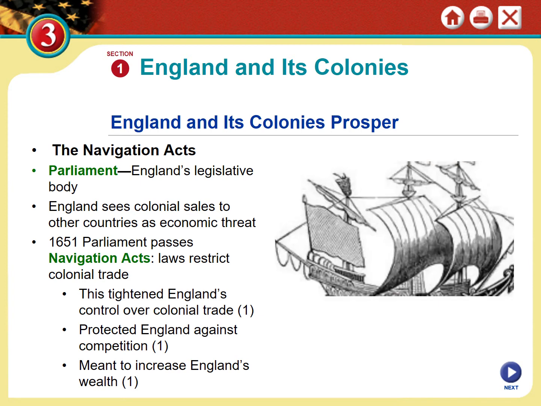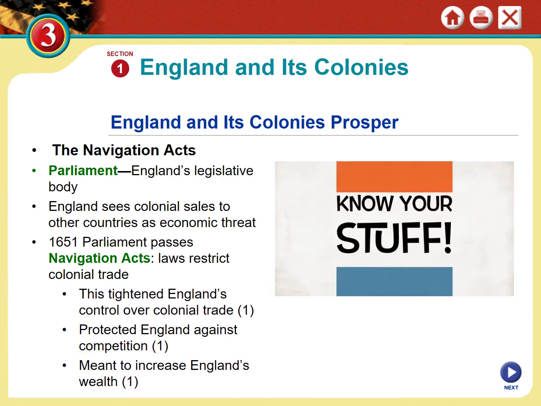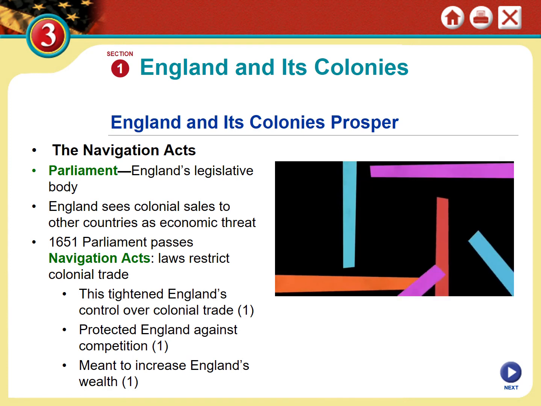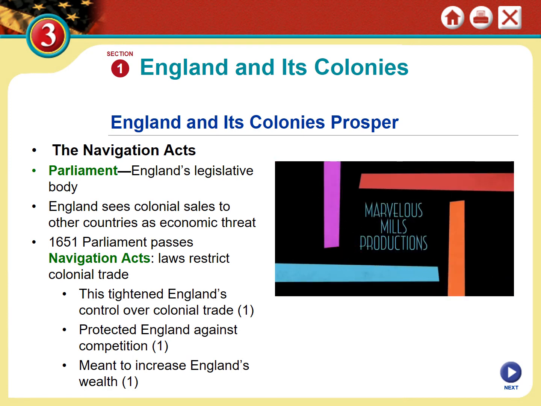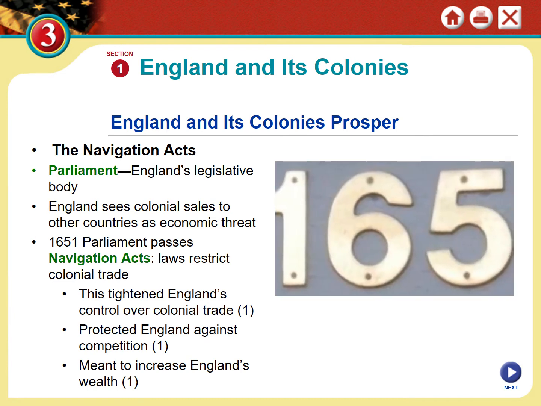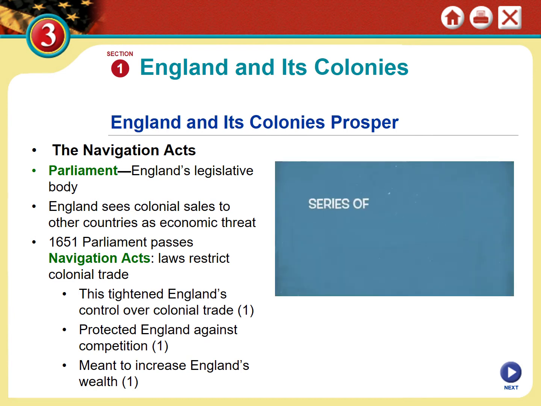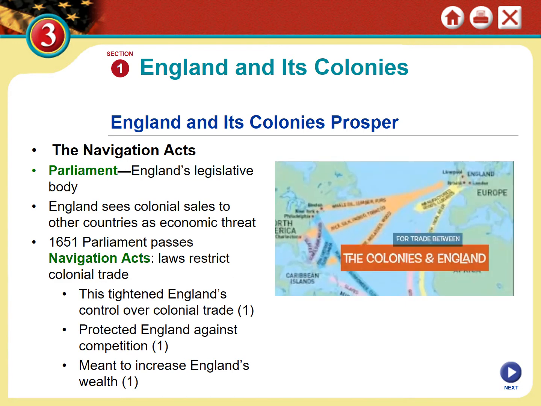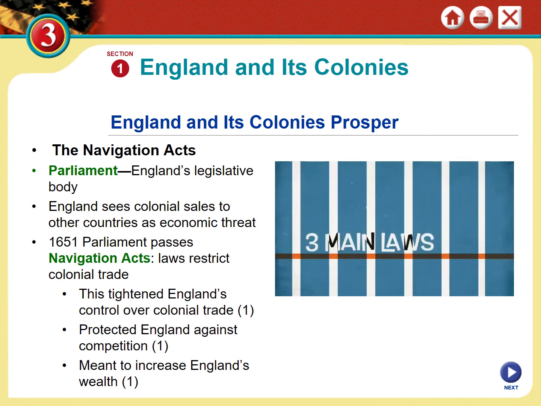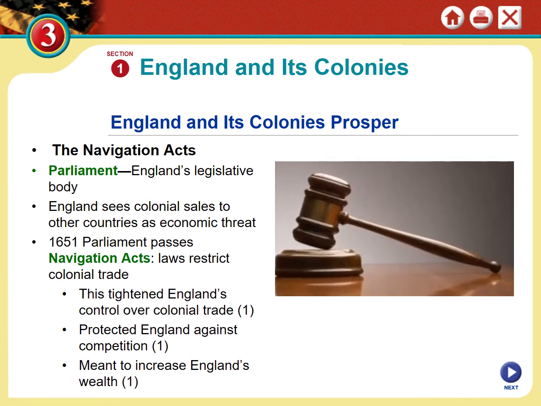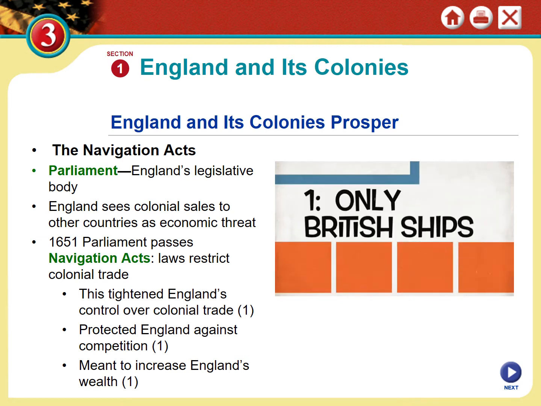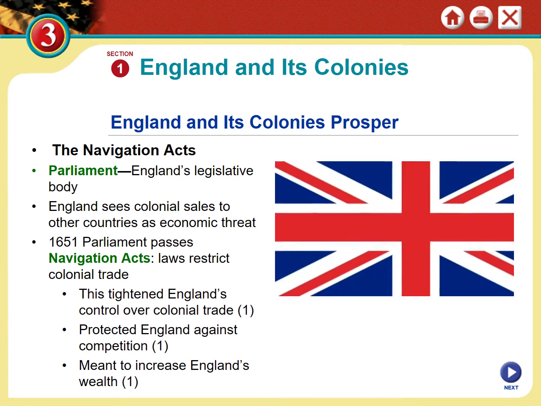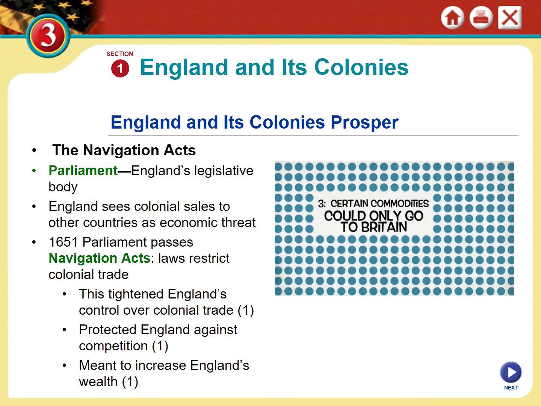Parliament, which was England's legislative body, saw the colonial sales to other countries as a threat to their economic growth. You see, within 100 years, the southeastern United States will be the cheapest producer of cotton. By the 1850s, they were the world's cheapest producer of cotton. And they weren't just selling to Great Britain. They were selling to countries all over the world, all their raw materials going all over the world. And that was seen as an economic threat by Parliament. They wanted to stop that from happening.